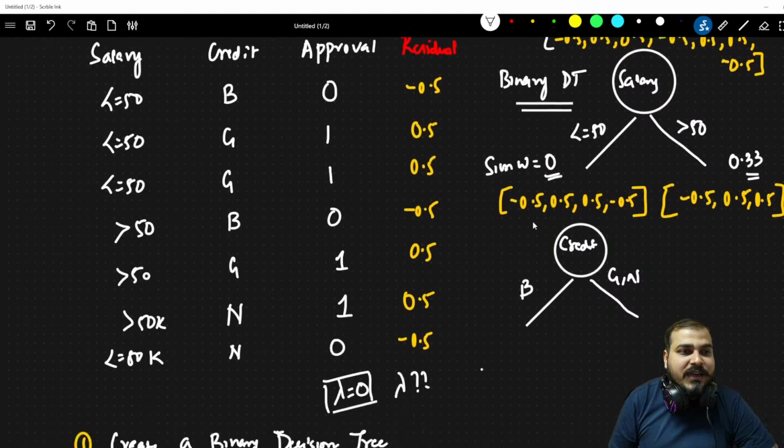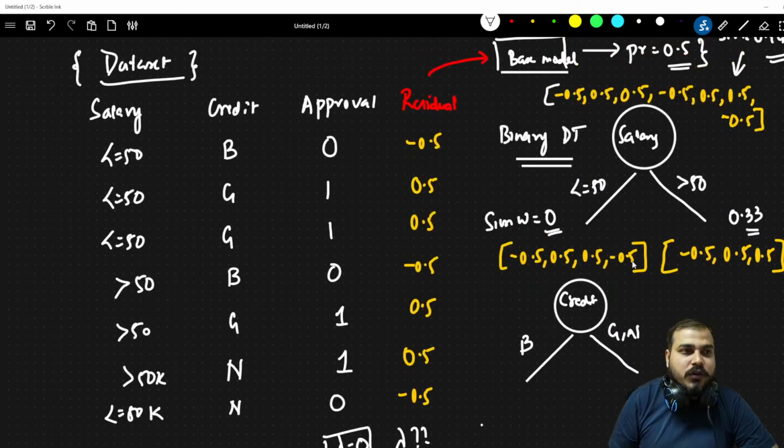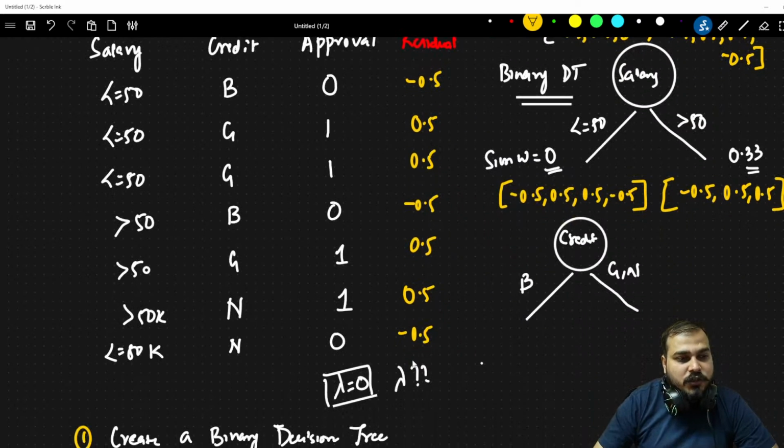Now let's see how many data points will fall here and how many data points will fall here. For writing down the data points, if it is less than or equal to 50, it will go this path. Then we are going to get one residual over here first of all. So this is my one residual, that is minus 0.5.